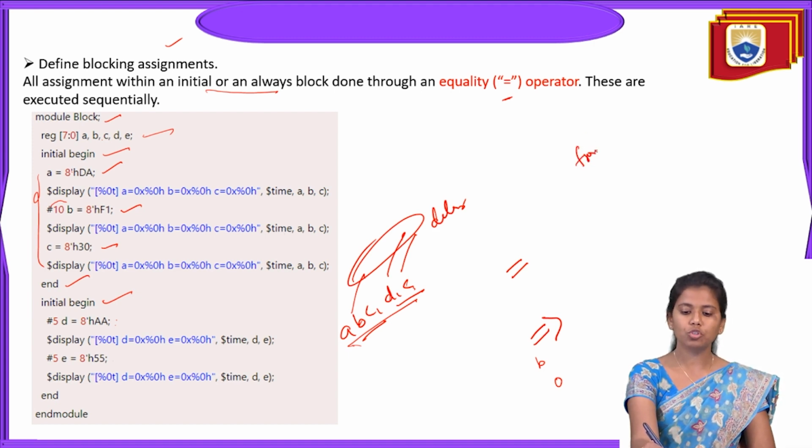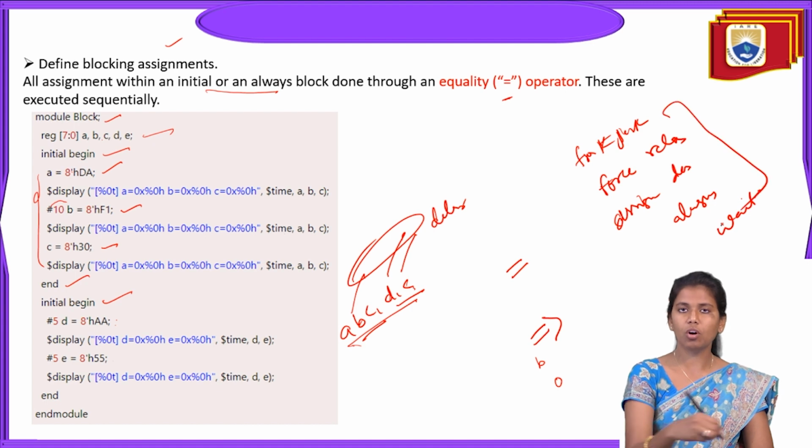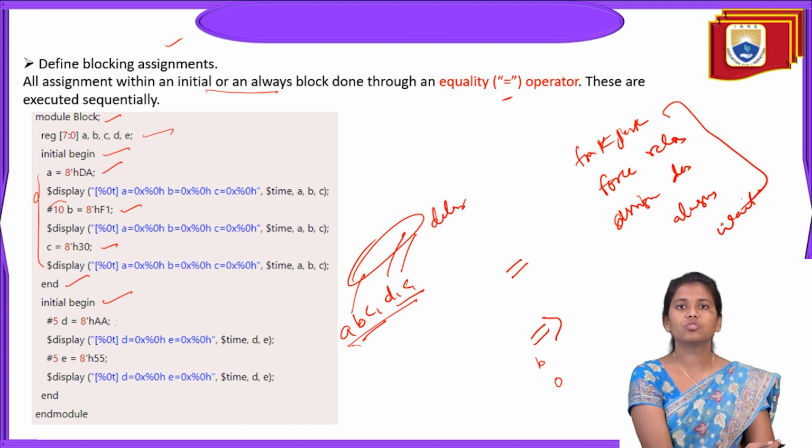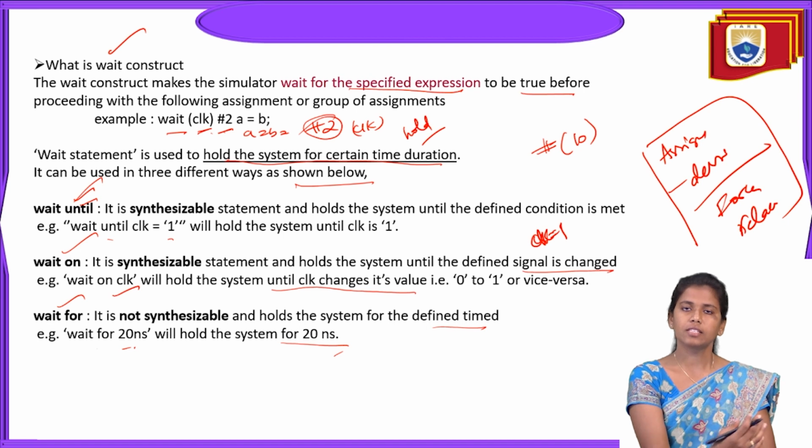Fork and join is one construct. Force and release is another construct, assign and deassign is another construct, always at the rate is another construct, and wait is a construct. These constructs help the designer to execute all the statements. Some statements can be executed concurrently, and some statements can be executed sequentially.